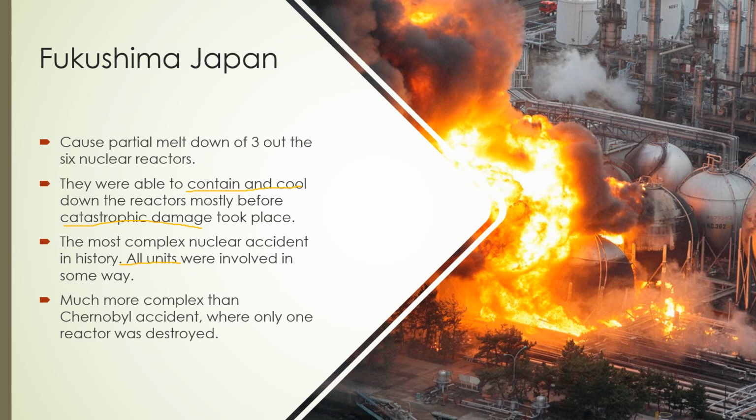So if you compare it to the Chernobyl accident, Fukushima is more complex. Even though Chernobyl is the number one worst accident because of the fatalities, the complexity of the Fukushima reactors, with three down out of six, is more complex than the Chernobyl accident. For Chernobyl, they had only one reactor down. Okay.